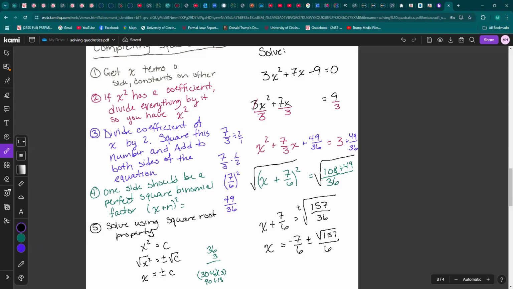So if I really wanted to simplify it, the only thing I can do is x equals -7 plus or minus the square root of 157 over 6. All right, so it's kind of ugly, yes, but it is still doable, and it would be just as ugly if I used the quadratic formula.